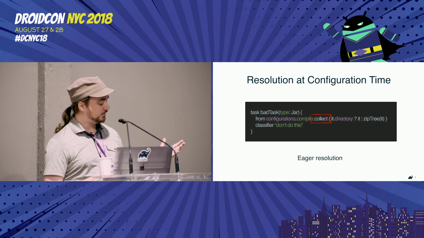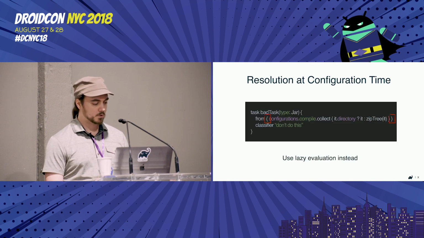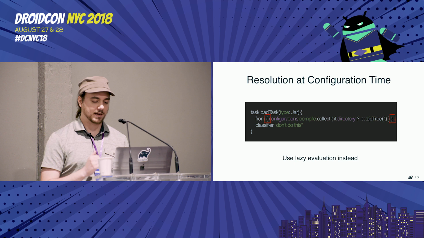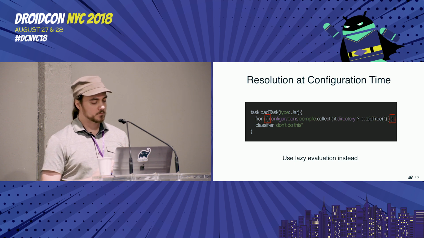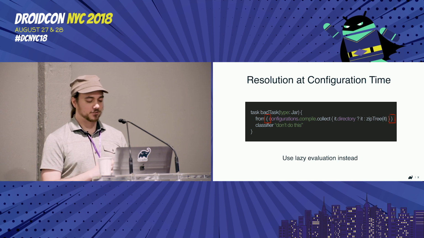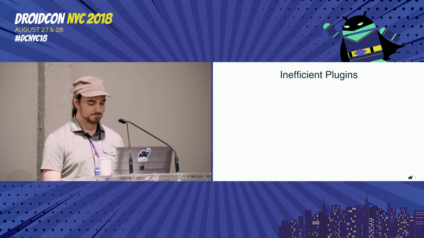Luckily, these kinds of things are very easy to fix. You can make them lazy by just wrapping them in a callable. Now we're saying to Gradle, hey Gradle, I depend on these compile dependencies when I run, and when I run, give them to me, but not before. Fortunately, we do plan on making this completely illegal in the future. So at some point, your builds will just fail if you try to do that. You're welcome.